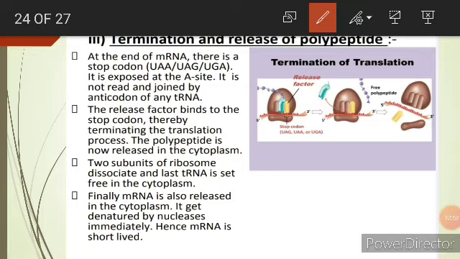Each termination codon has its own specific termination factor. You can see here, at the end of the mRNA there is the stop codon. These three are the stop codons, and any one of them will be at the termination point. It is exposed at the A site, and it is not read or joined by the anticodon of any tRNA. The release factor binds to the stop codon, thereby terminating the translation process, and the polypeptide is now released in the cytoplasm.